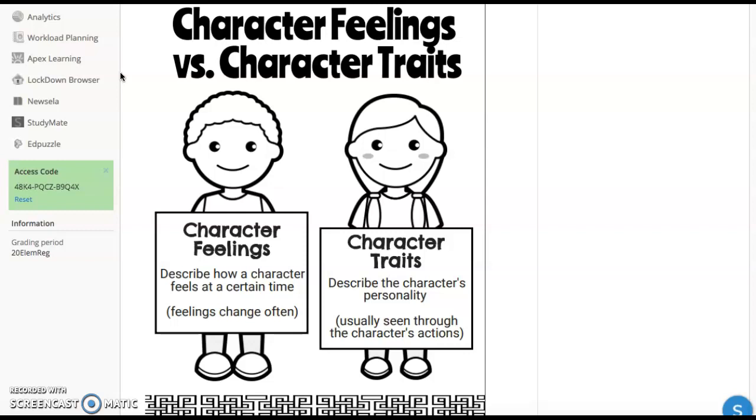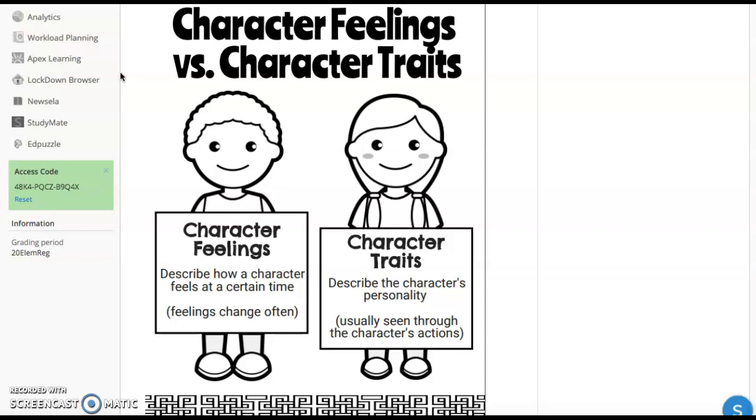So we look at maybe how a character feels all the time. If they are always mad, then we say that that person has a character trait of being sullen, and that means like they're always pouting or they're always mad, or negative, or something like that. That would be a character trait, not a feeling. But mad would be a feeling.